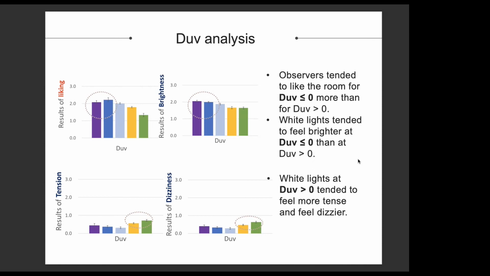On the top left graph, you can see that the observers tended to prefer negative DUV values. That means they tend to prefer purplish white lights. And on the top right graph, the observers tended to find the negative DUV lights, that means purplish white lights, more bright. For tension and distance, I think the results are not very significant. So that's the data you can see here. You can compare yourself. Next slide, please.